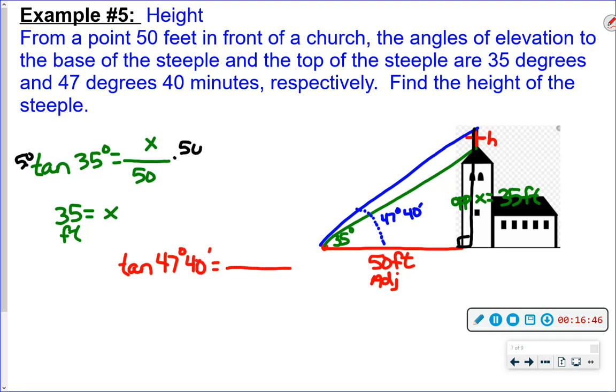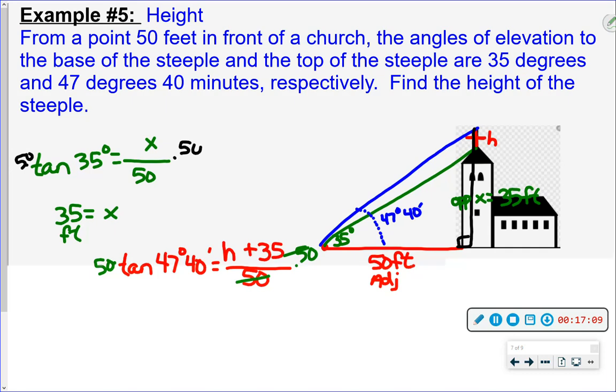Now, the opposite side is the height of the steeple, which we're trying to find, and the height of the church, which we just found, the 35 combined. So I'm going to have to do a little adding of those two pieces to get that entire side of the triangle, the adjacent still 50. All right, there's a setup now in algebra. We're going to multiply, of course, each side by 50 to clear out the denominator.